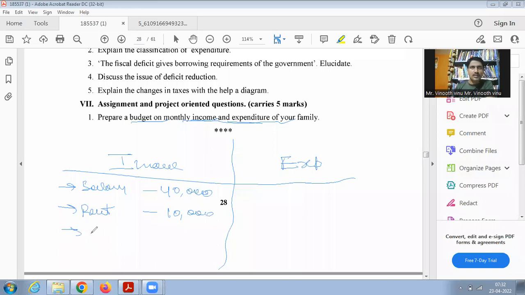Then we can go for other works like we can have small business, agriculture income, or shop income. That might be 15,000. Total income of that family is 65,000 per month. So what is the expenditure?